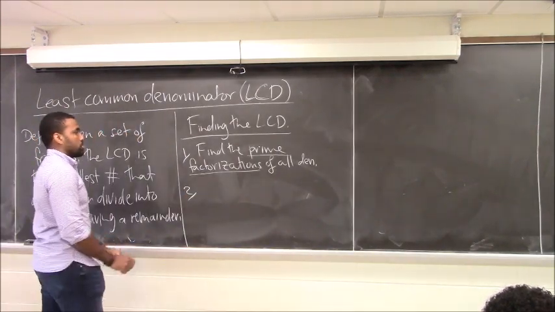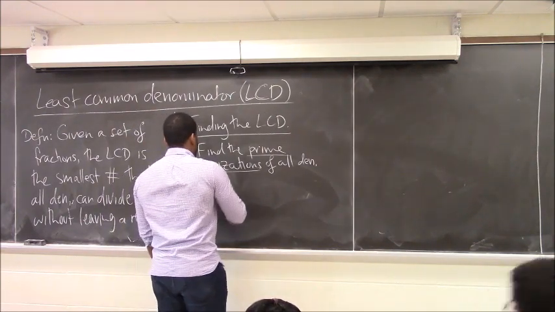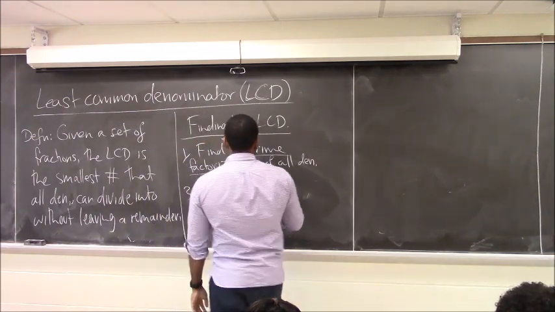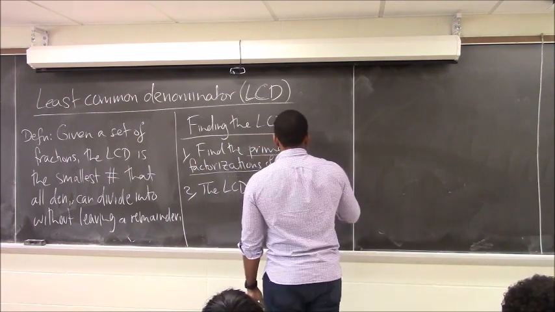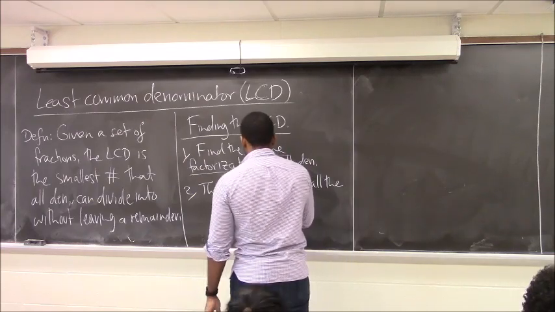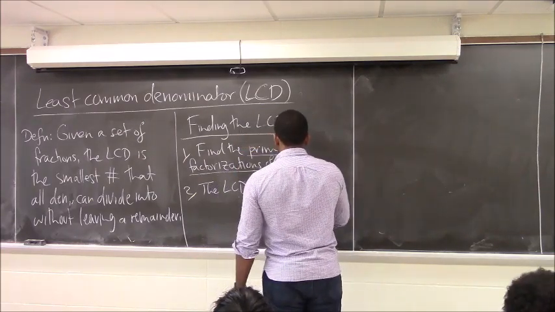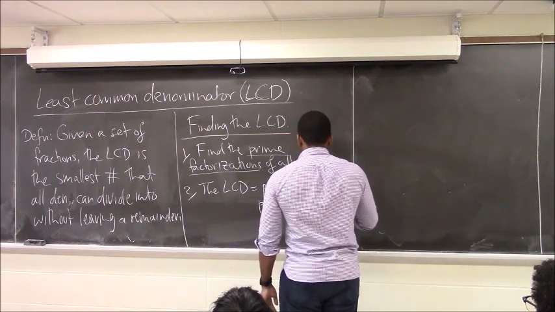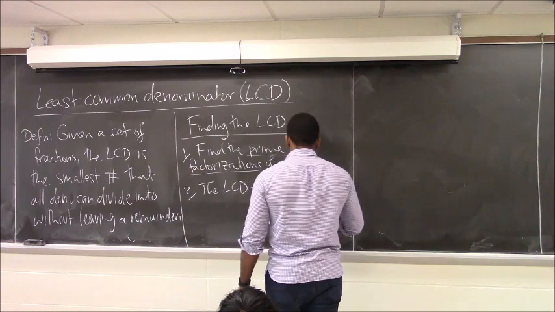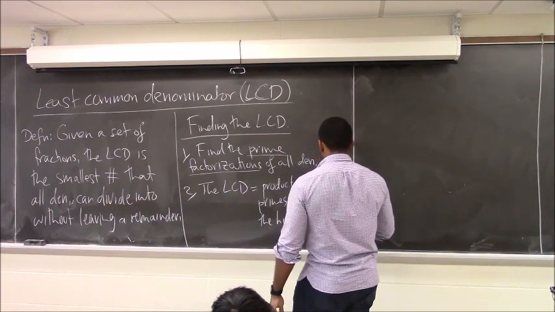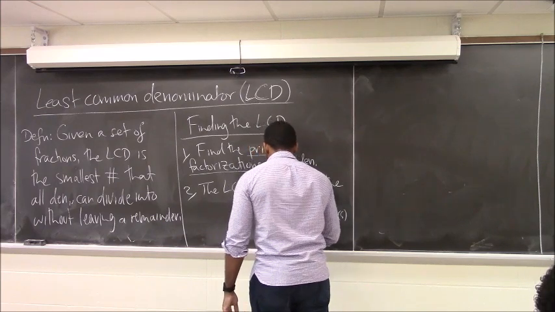Step 2. Once you actually factor each of them, the LCD is the product of all primes from step 1 raised to the highest powers to which they appear.